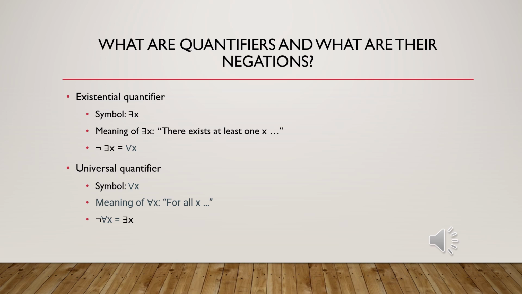So the universal quantifier is an upside down A. The meaning of universal quantifier X means for all X. And similar to existential quantifier, it doesn't have to be X. It can be any variable. And the negation of a universal quantifier is an existential quantifier.